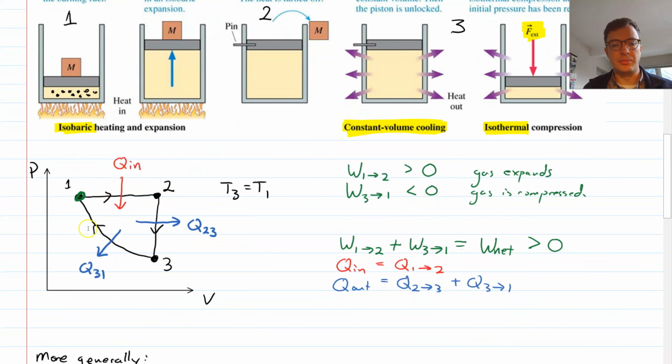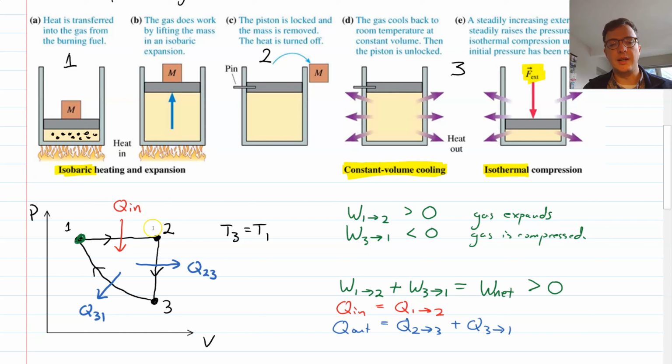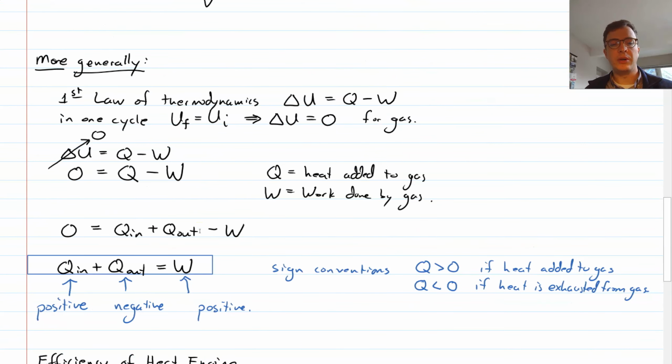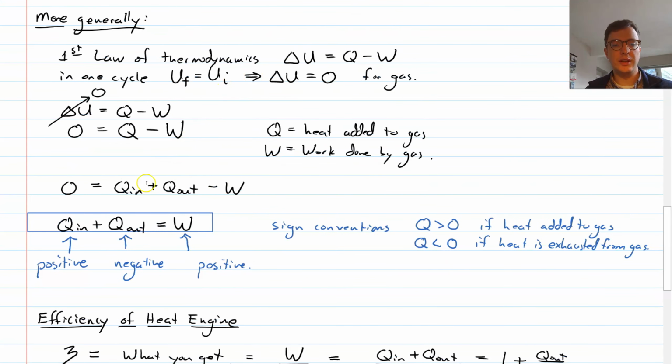So this is a cyclical process. It's got to form a closed loop in the PV diagram. The one that I did here had isobaric heating, isochoric cooling, and then isothermal compression. But any diagram that I create which forms a closed loop in here could be a heat engine. We talked about energy considerations in the heat engine. So basically, the energy in is equal to the energy out. Based on the first law, Q in plus Q out is equal to work. In other words, no energy is created or destroyed in this process.